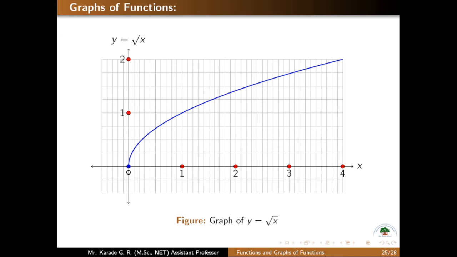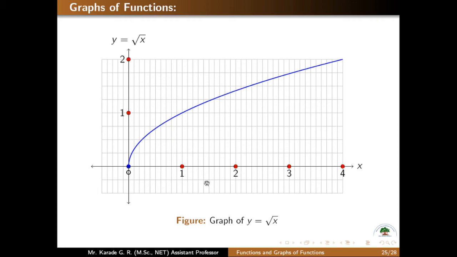Now see the graph of y equal to the positive square root of x. If we take the square root of x normally, it has two values, therefore it will not be a function. If we take only the positive square root of x, then it becomes a function, and the graph of that function is like this. It is defined only for positive real numbers and 0, so the graph of that function lies in the first quadrant.